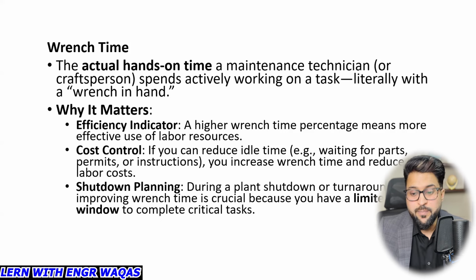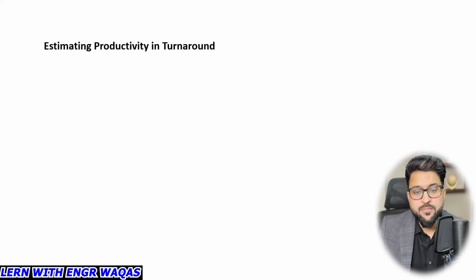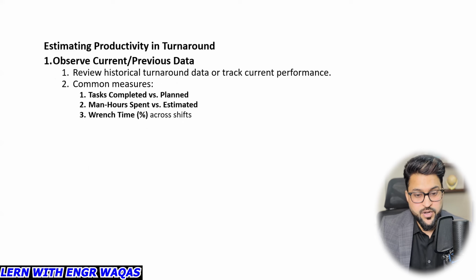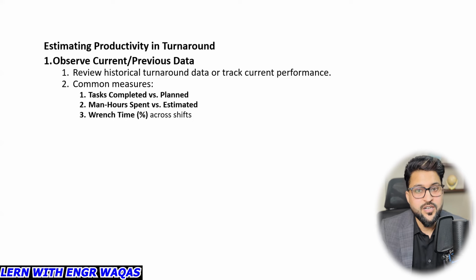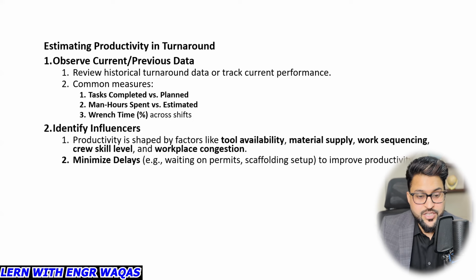So, shutdown planning: during a plant shutdown or turnaround, improving wrench time is crucial because you have a limited window to complete critical tasks. Estimating productivity in turnaround or shutdown: observe current and previous data. Of course, OPA, the same: this shutdown will serve as an OPA lesson learned for the next shutdown. The same, the previous shutdown will be serving as lesson learned for this current, ongoing shutdown, right? So tasks completed versus plan, man hours spent versus estimated from our previous shutdown or turnaround are going to serve as lessons learned to calculate our wrench time.